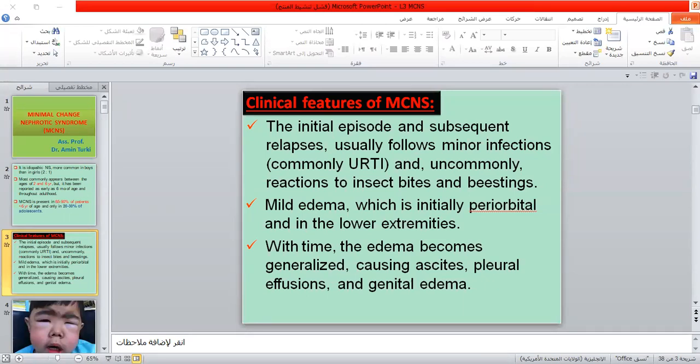So most of the cases start as mild edema which is initially periorbital and in the lower extremities. أول ما يقعد الصبح periorbital وبنهاية اليوم تكون lower extremities according to the posture change, but with time, if no treatment, the edema becomes generalized, causing ascites, pleural effusion, and genital edema. And as you know, the generalized edema, we call it anasarca. يعني أول ما يجي بالorbital edema, بعدين ينتهي بالanasarca. This is the periorbital edema of the patient with nephrotic syndrome.